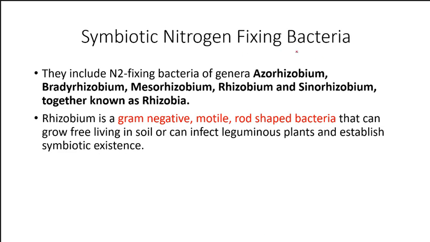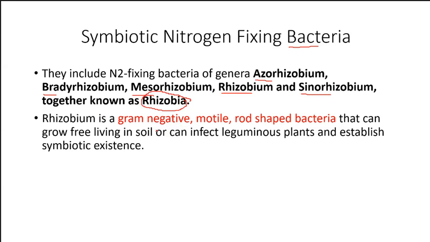Now we should talk about the bacteria also. We have talked about the legume, so now the bacteria. What bacteria are involved in this relation? These are Azorhizobium, Bradyrhizobium, and Sinorhizobium. Rhizobia is a kind of family which includes several species, and together they are grouped as Rhizobia.